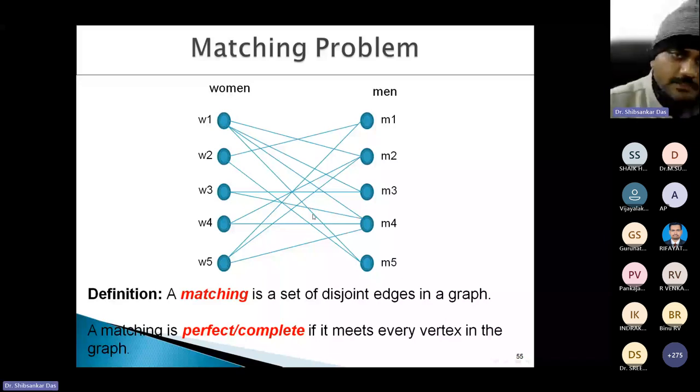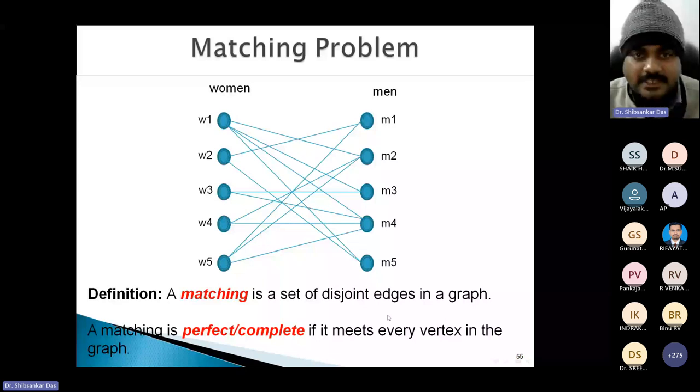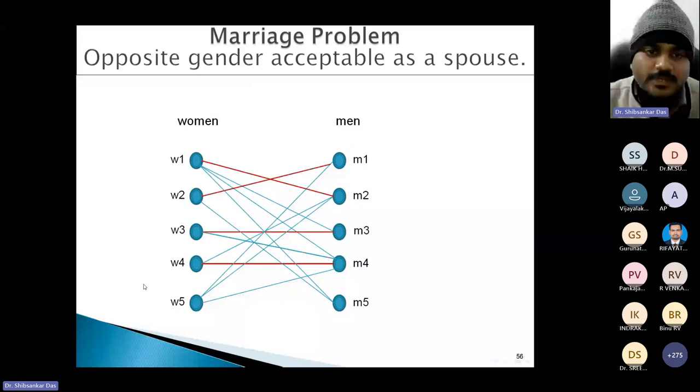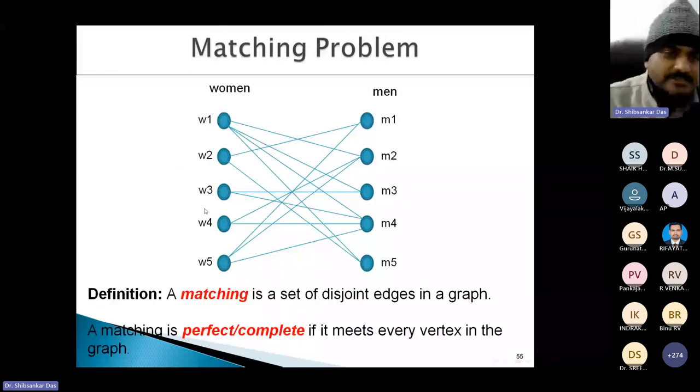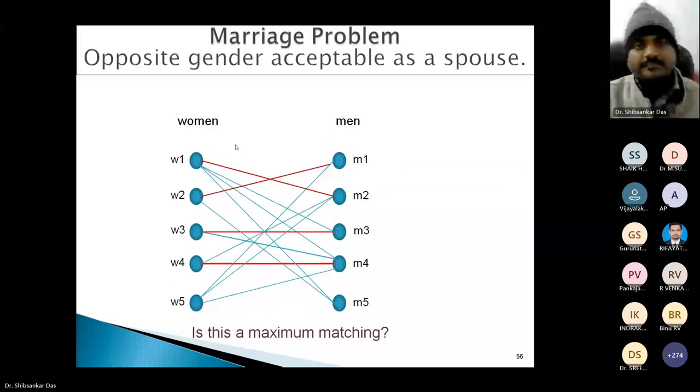Okay, matching. From this idea, the matching idea came. A matching is a set of disjoint edges in a graph, basically, and I will skip the perfect matching. So this is an example of a set of disjoint edges. Basically, a matching is a subset of the edge set such that in that subset, no two edges share a common vertex. This is the idea of matching.